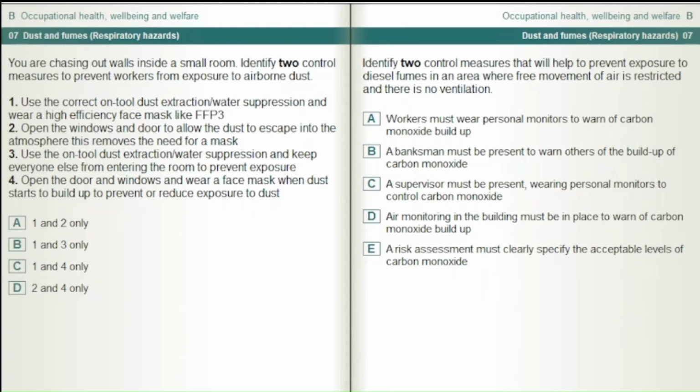3. Use the on-tool dust extraction or water suppression and keep everyone else from entering the room to prevent exposure. 4. Open the door and windows and wear a face mask when dust starts to build up to prevent or reduce exposure to dust. 1 and 2 only. 1 and 3 only. 1 and 4 only. 2 and 4 only.